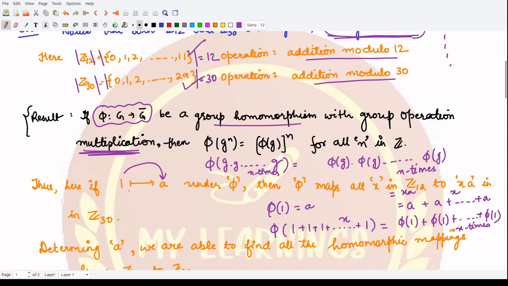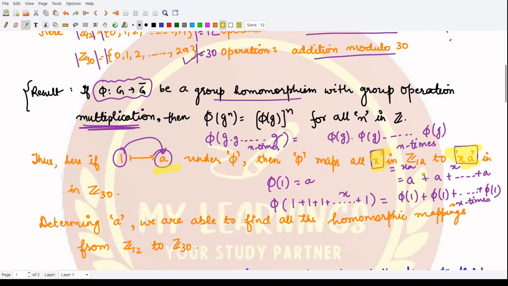So that means if you are defining a map going from 1 to a, you are defining it the same as taking this x to xa in Z30, right? So basically if you are able to know what this a is, you are able to know this mapping quite easily, and that will lead you to all the homomorphisms, correct? So that is what I have written here. If you are able to determine a, then you are able to determine all the homomorphic mappings from the group Z12 to Z30, right?